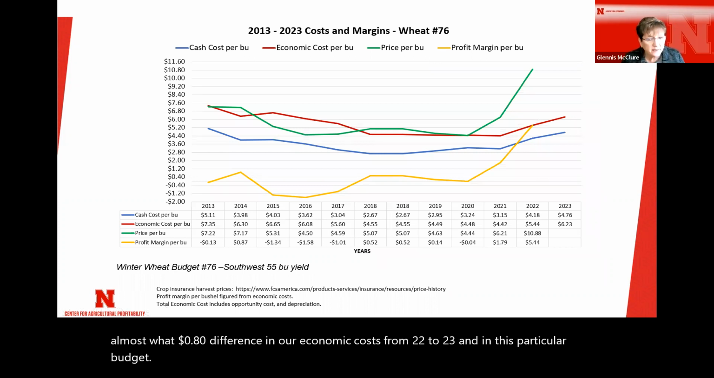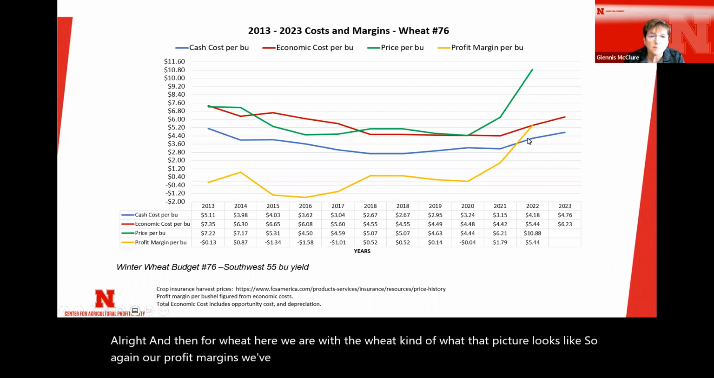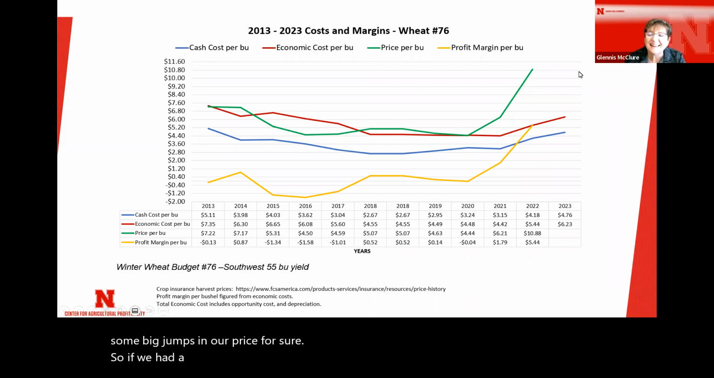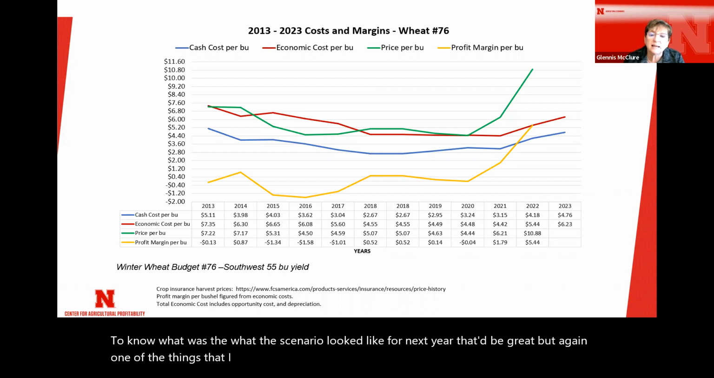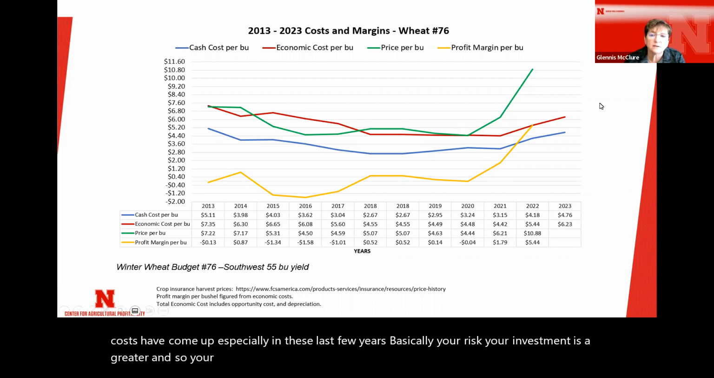All right. And then for wheat, here we are with the wheat, kind of what that picture looks like. So again, our profit margins, those have really come up. Our prices, we've had some big jumps in our price for sure. So if we had a crystal ball to know what the scenario looked like for next year, that'd be great. But again, one of the things that I want to really emphasize here is as your costs have come up, especially in these last few years, basically your investment is greater. And so your risks are really greater. The risk on the yield side, the risk on the price side really have grown.